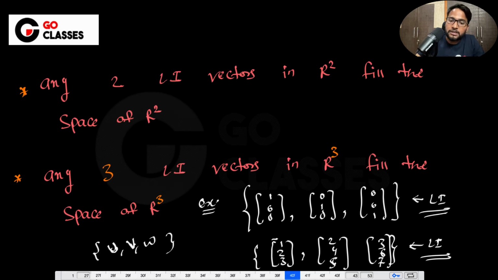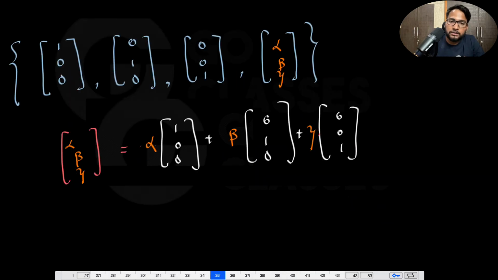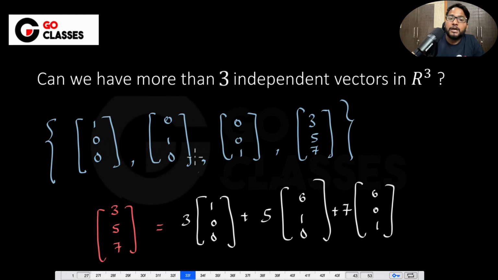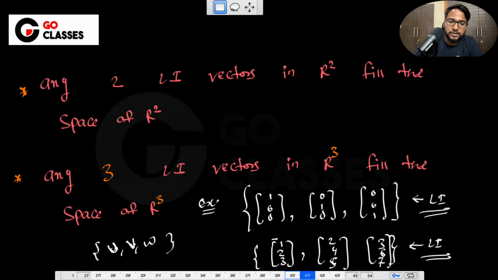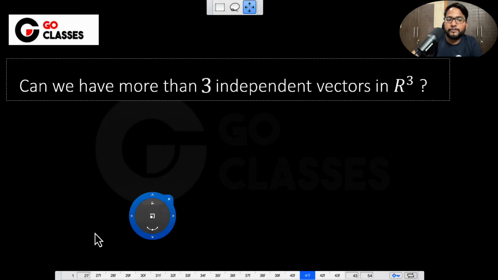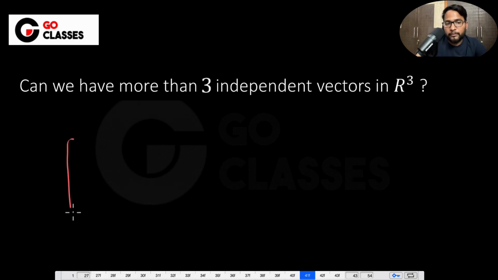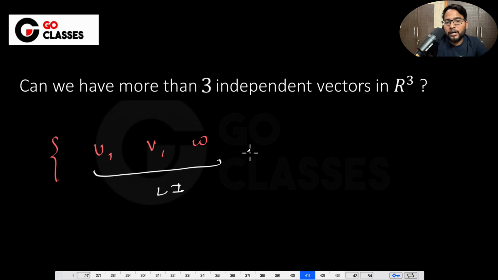Now if you've understood this, can you answer the original question that we started with? Can we have more than 3 linearly independent vectors in R3? Let's see if you can answer this question by the statement that we have just seen. Suppose you have more than 3. Let's suppose this is one set, and U is one vector, V is one vector, W is one vector. Suppose these are linearly independent, and now you are trying to add one more linearly independent vector, let's suppose Z. Can you have this whole set as linearly independent? And everything is in R3.